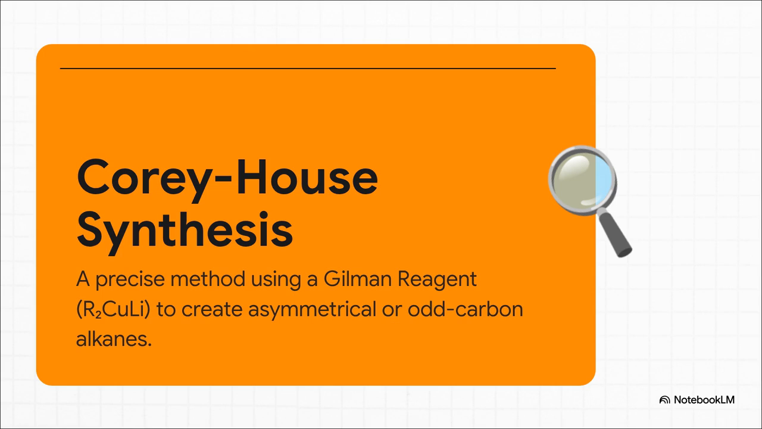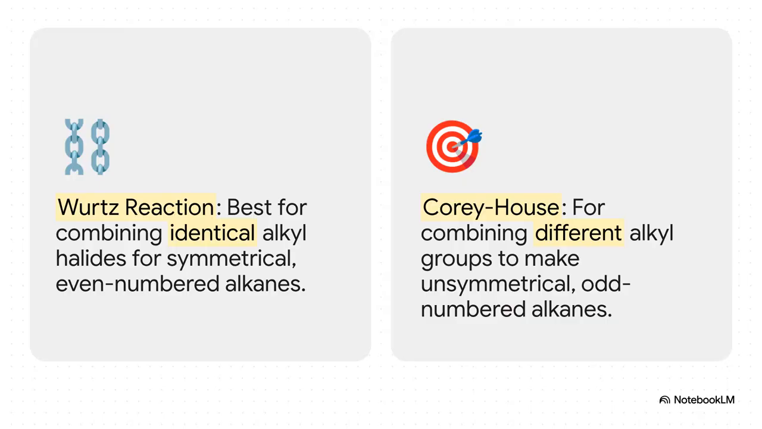This is the Corey-House synthesis. This reaction uses a special little guy called a Gilman reagent. It lets a chemist cleanly connect two different alkyl groups, which makes it the absolute perfect choice for building those tricky asymmetrical alkanes, including the ones with an odd number of carbons. So you see, the choice is totally strategic.